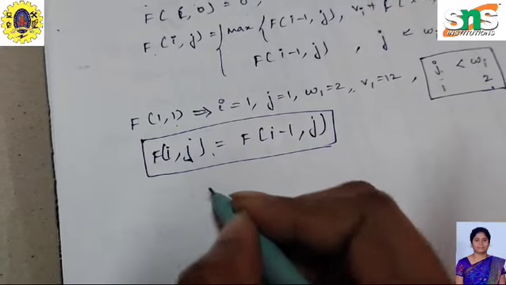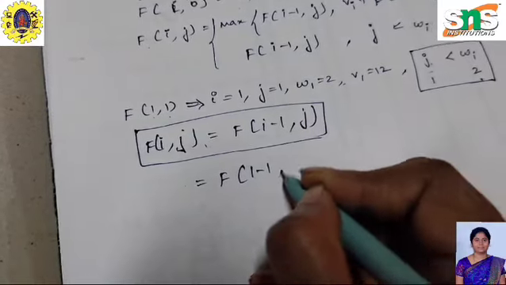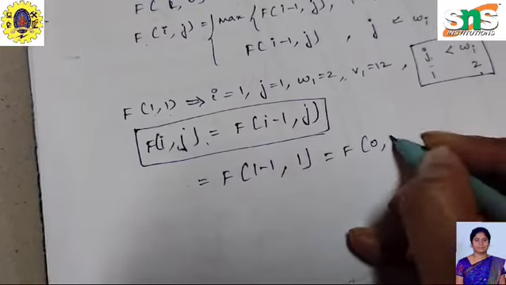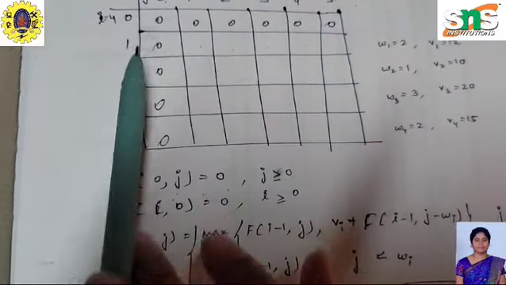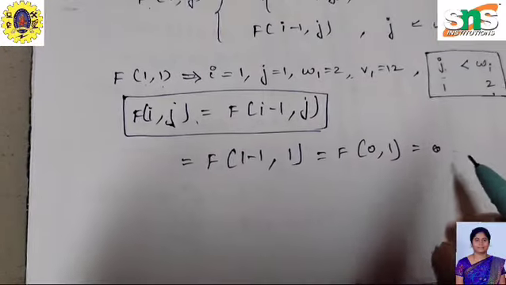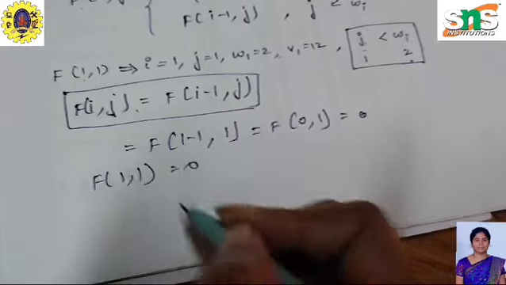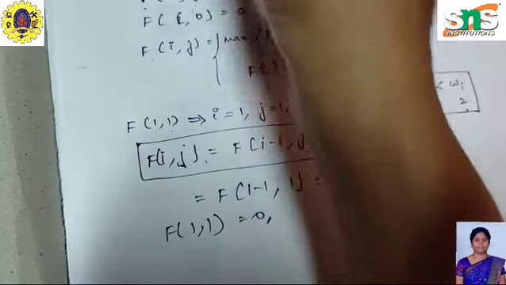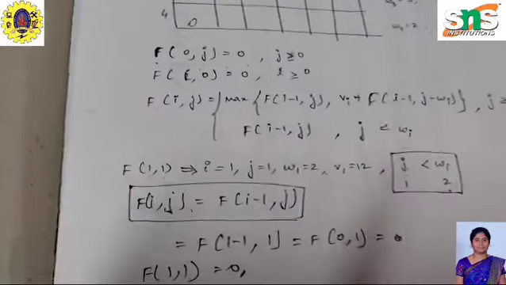So for this, f of i minus 1 comma j, where i is 1 and j is 1, our value is f of 0 comma 1. In this table, f of 0 comma 1 is 0. So the value for 1 comma 1 is equal to 0. Now I am substituting this answer: 1 comma 1 equal to 0. So this is the first step.